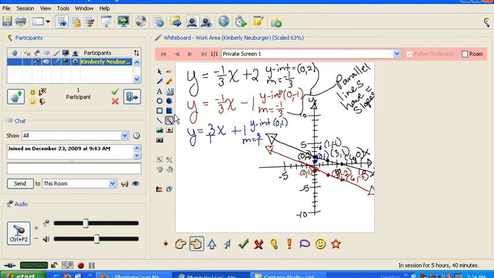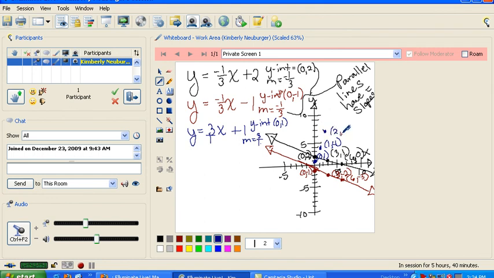And then if we want to find a third point, we can go up from there 1, 2, 3 more, and forward 1 more, and we land at the point 2, 7. So we can go ahead and plot that. Now if we connect those, we get our blue line here.